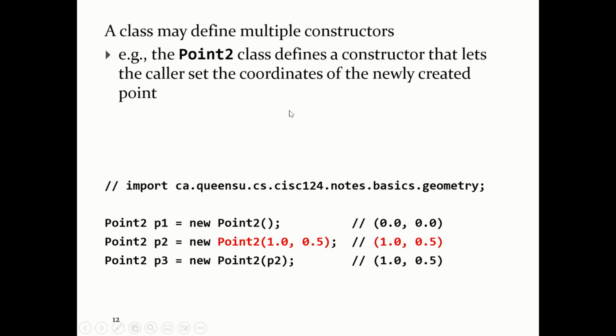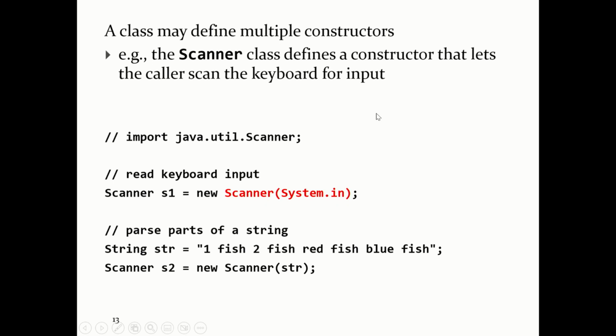A class can define multiple constructors, as you've seen. The Point2 class has at least 3. It may have more; I don't remember anymore. Point2 has a constructor that lets the caller make a point with the coordinates that they ask for, for example a point whose coordinates are 1 and 0.5. And there is an example of Scanner. Here we make a Scanner that can scan the keyboard. The second one is a Scanner that can scan a string.